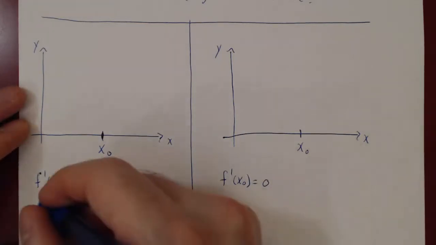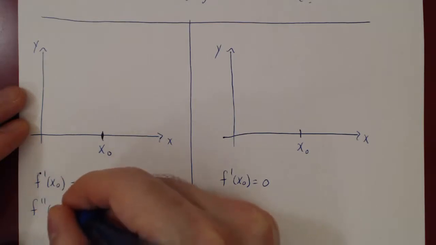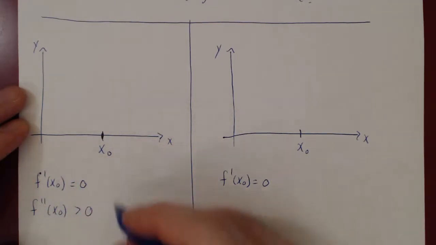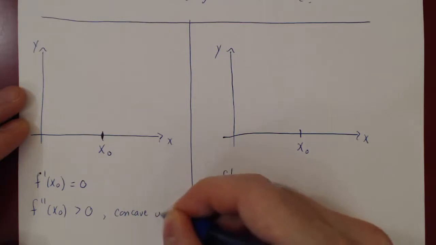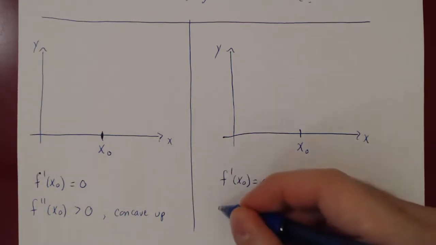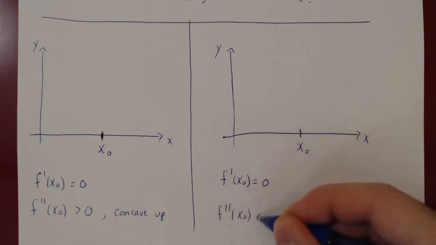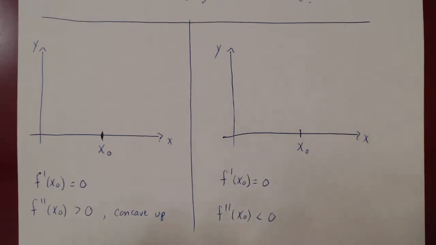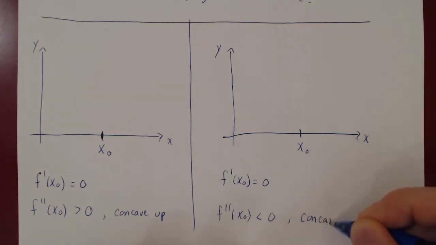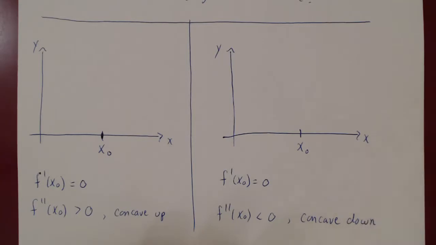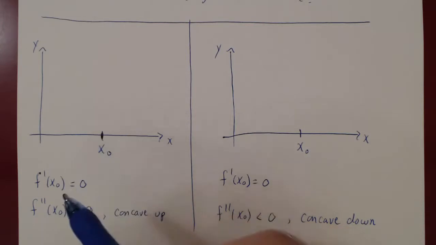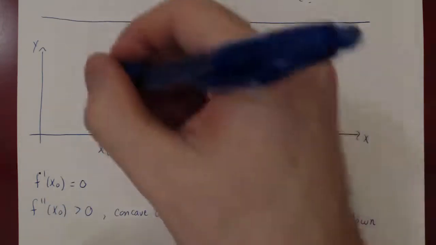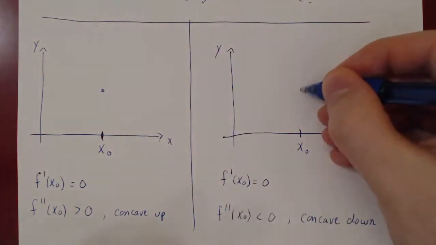Now suppose that, in this case, the second derivative at this point is positive, so around this point the curve will be concave up, and suppose that in this case the second derivative at x0 is negative, therefore around x0 the curve will be concave down. Now think of it. There are not many ways you can sketch the graph of a function where the curve is flat and concave up. Suppose that the y value is here in both cases.